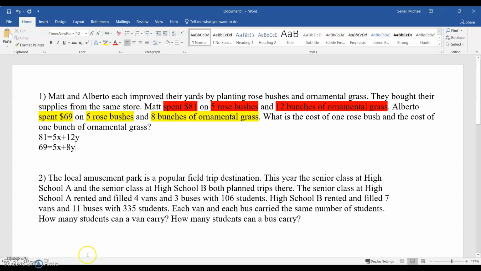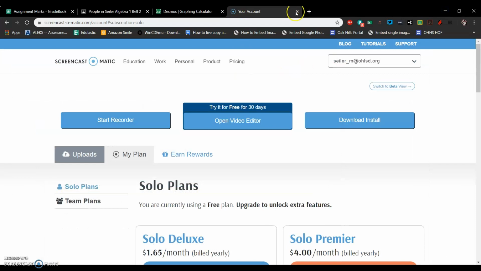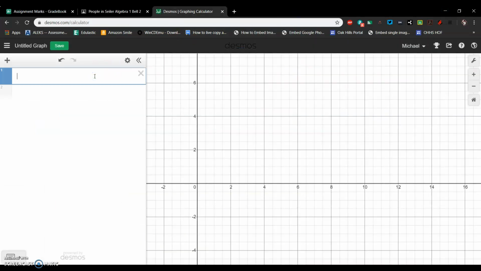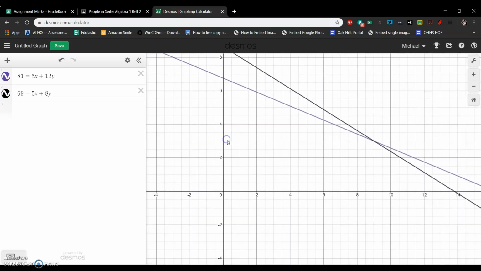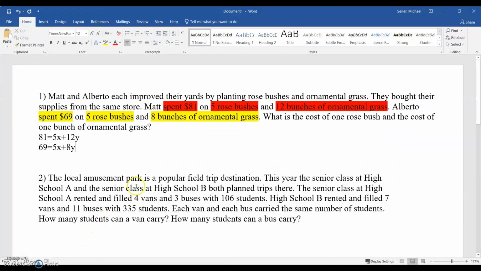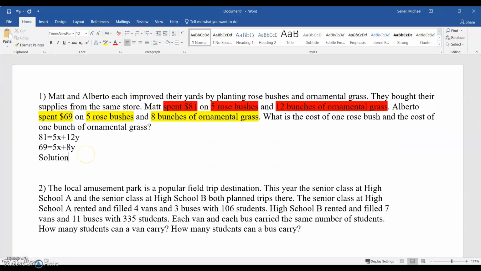So now we're going to go to Desmos. We're going to type these in and see what we get. So if we pull up Desmos, here we've got 81 equals 5x plus 12y. For Alberto, 69 equals 5x plus 8y. And remember, like we talked about, you might have to zoom in, zoom out, and move your screen around to get your point of intersection. Well, we can see our point's going to be right here. Our solution is the coordinate 9, 3.